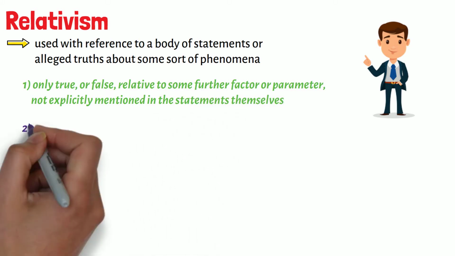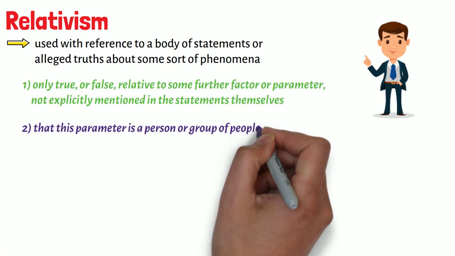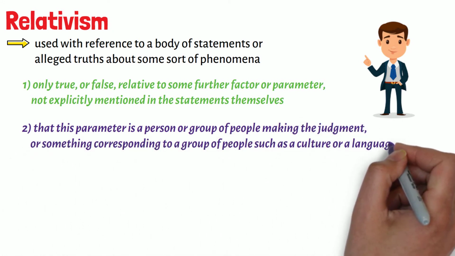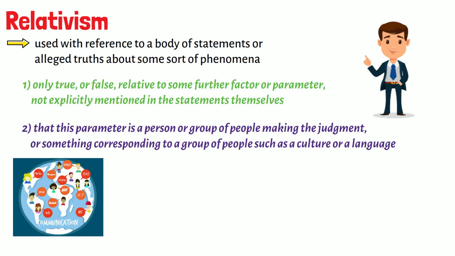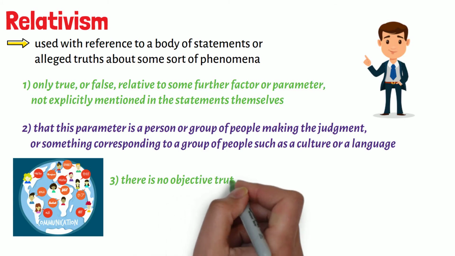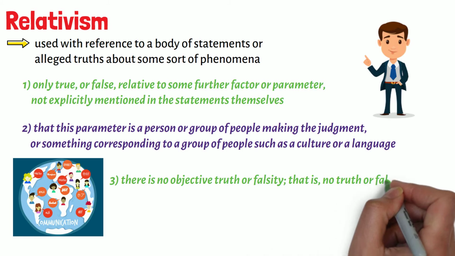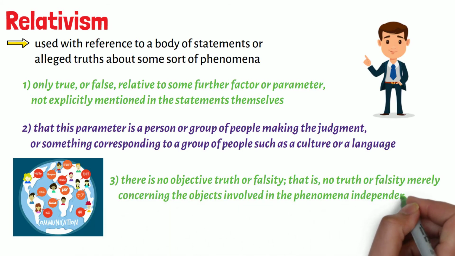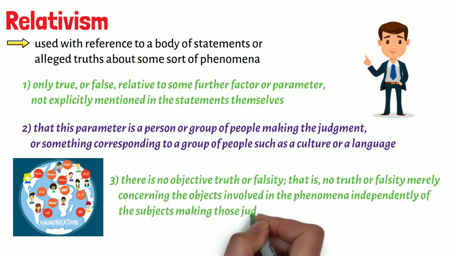Second, that this parameter is a person or group of people making the judgment, or something corresponding to a group of people such as a culture or a language. And third, there is no objective truth or falsity. That is, no truth or falsity merely concerning the objects involved in the phenomena independently of the subjects making those judgments.